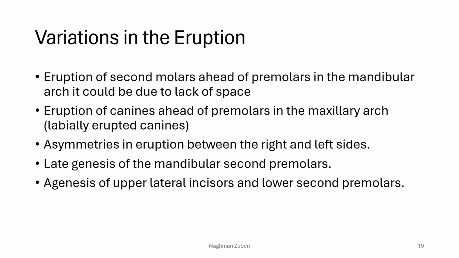A decade ago, a couple of articles were published which said that mandibular premolars may start very late development, so they may be visible on radiographs only at the age of 8. So till age 8, we cannot say whether the second premolars are missing or they may appear. There could be chances of agenesis of upper lateral incisors and lower second premolars.